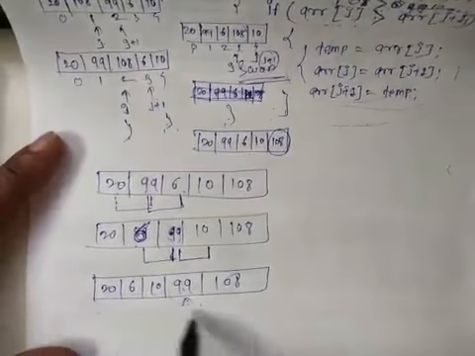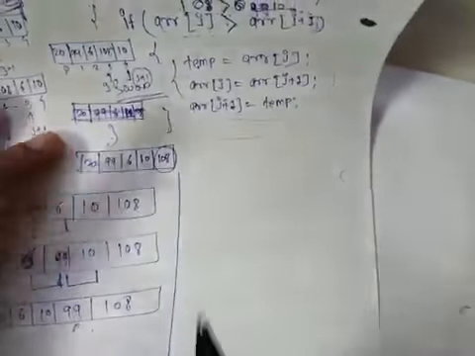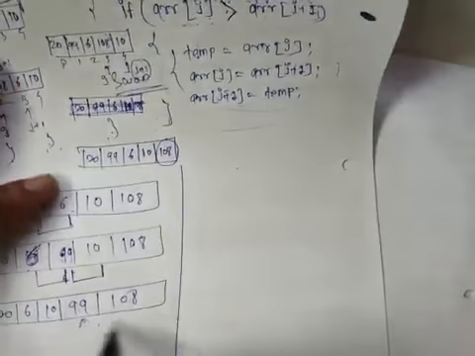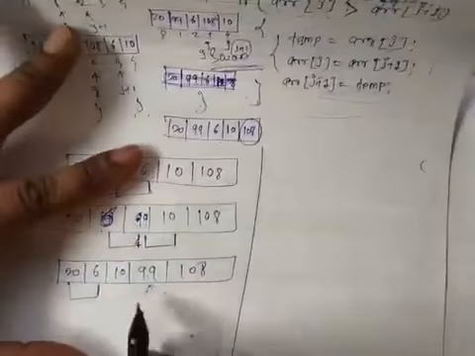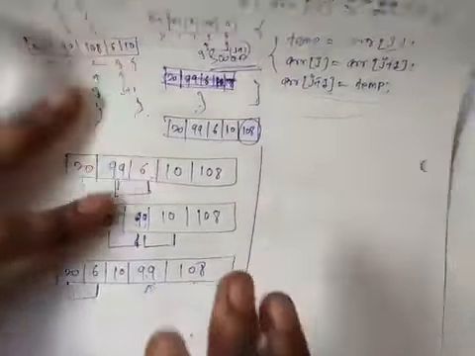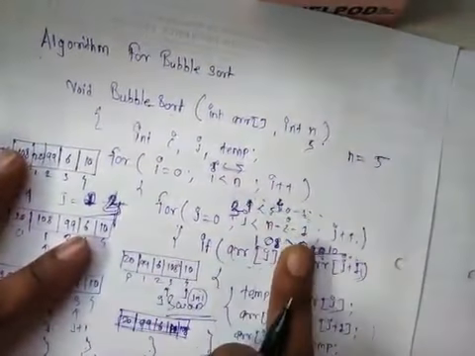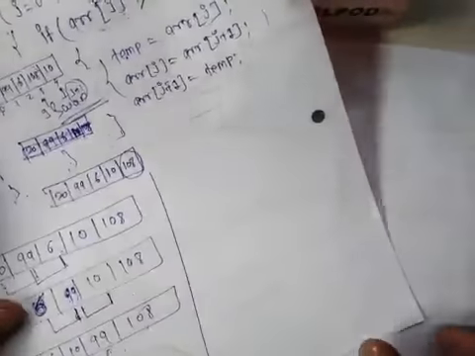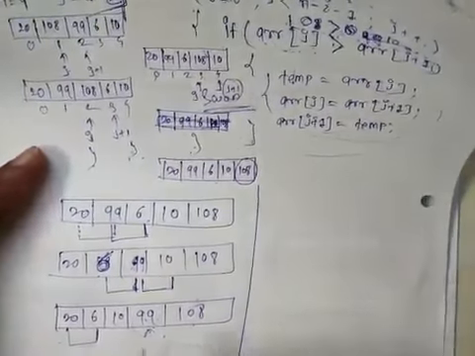But still this array is not sorted. So what are we going to do? We are going to start with this for loop again. Now 99 is compared with 108, no issue, but we wrote this code snippet like that. It will not compare with the sorted elements; the largest element will not be compared with the others.